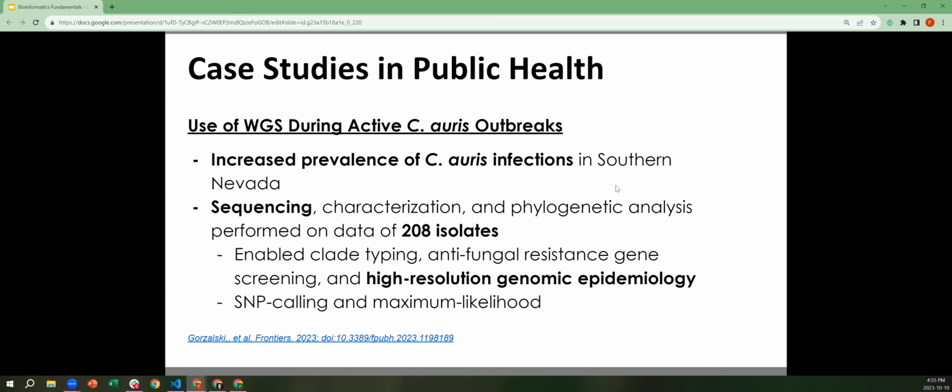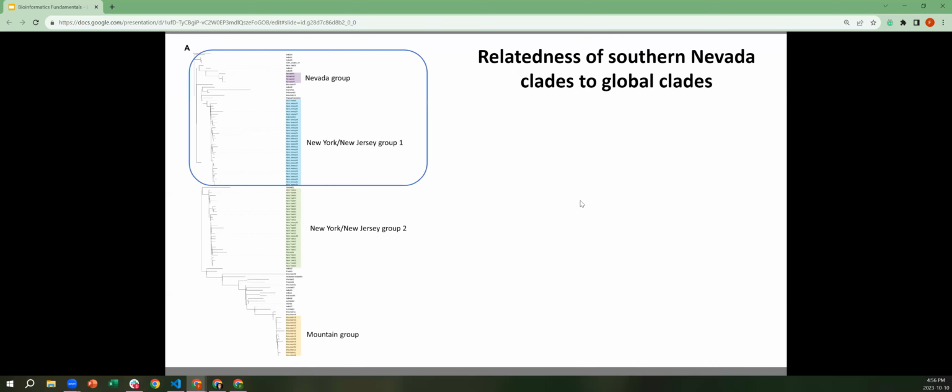In addition to assembling the genome, additional characterization analyses were performed, the first of which is clade typing. We wanted to know which Candida auris clade these samples belonged to, and then antifungal resistance gene screening. Did they have any mutations that look like antifungal resistance mutations? So after performing that analysis, we performed SNP calling, and then we were able to construct our phylogenetic tree using a maximum likelihood approach. And here is the tree that we produced.